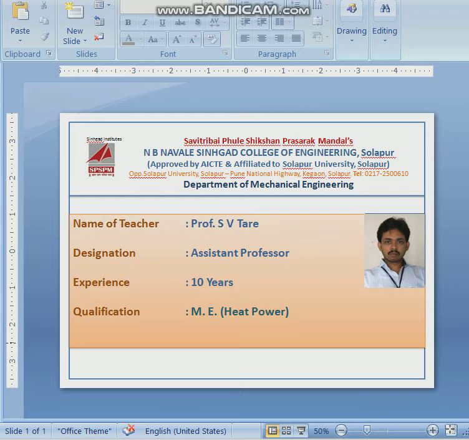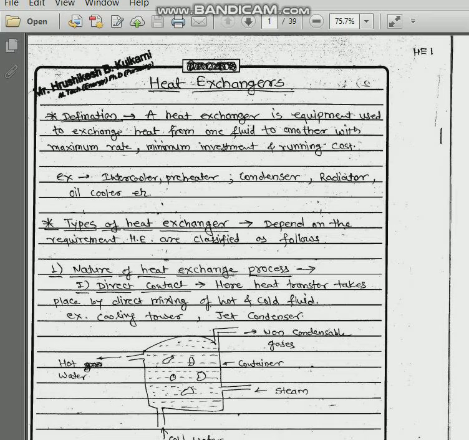Today we are going to see the heat exchanger topic, and today we will focus on the LMTD method. So let's start. As you may be aware, a heat exchanger is a device or equipment which is used to exchange heat from one fluid to another fluid with maximum rate, minimum investment and running cost. So we will see today what is meant by LMTD.